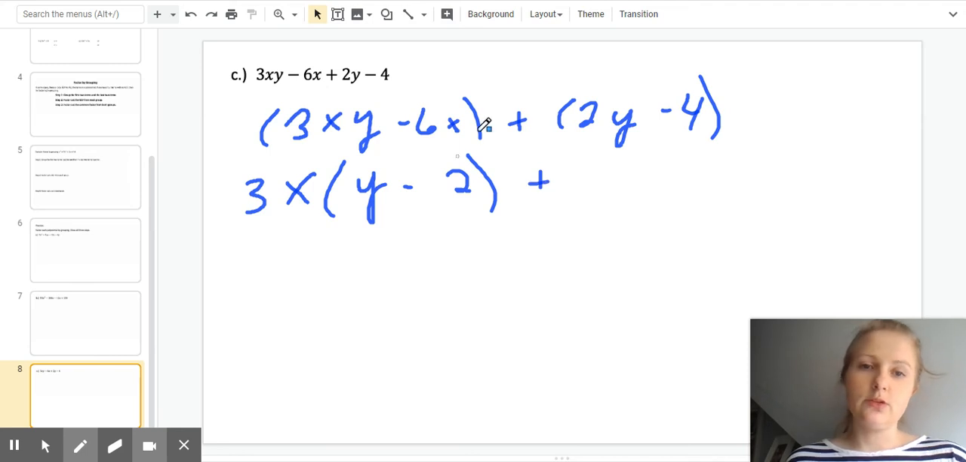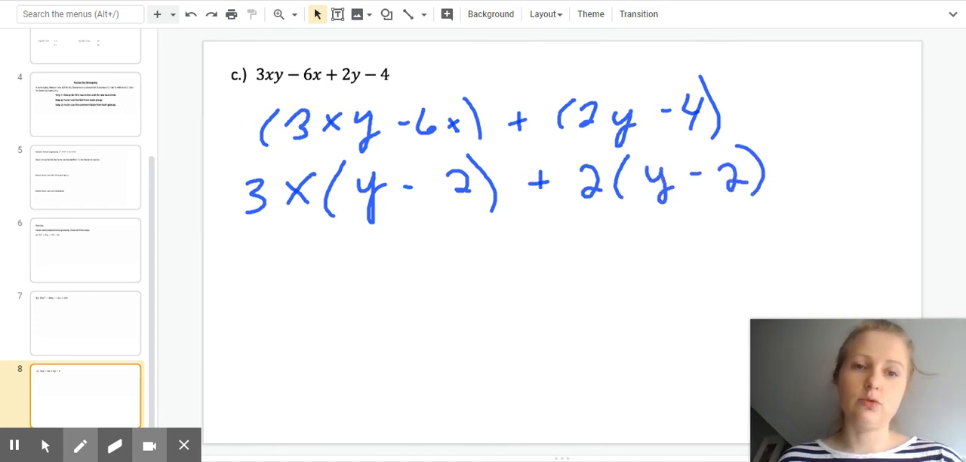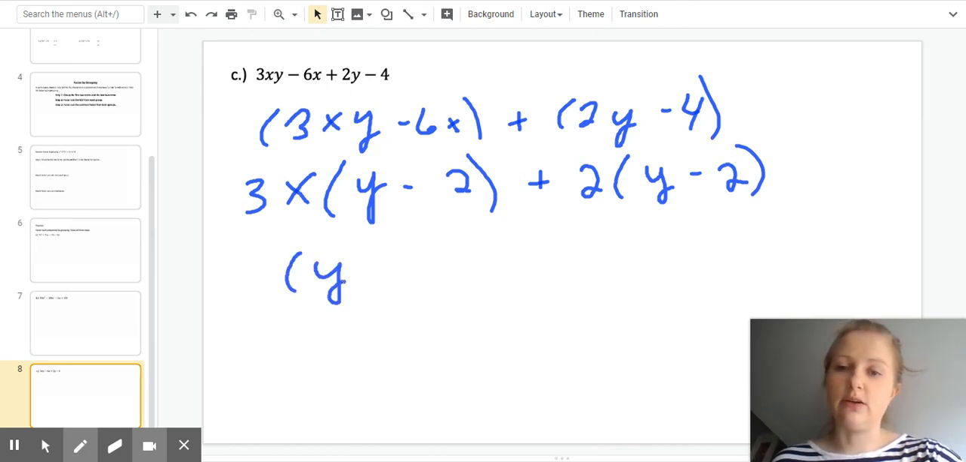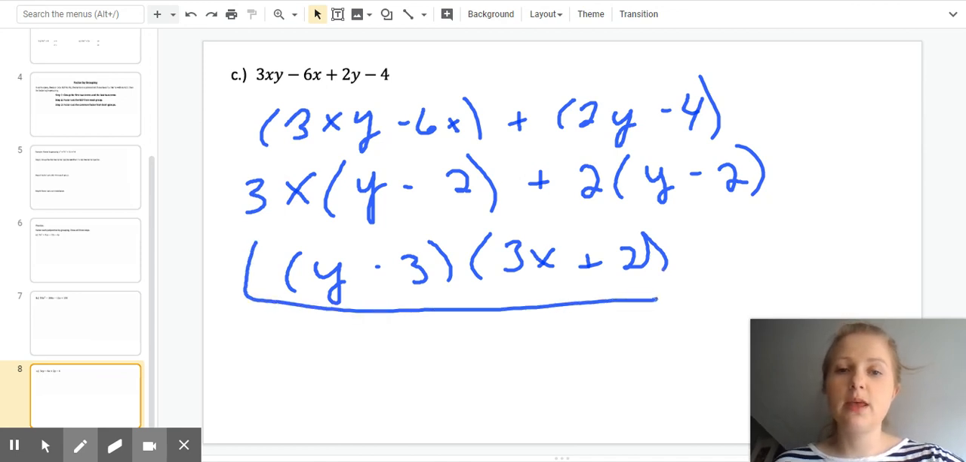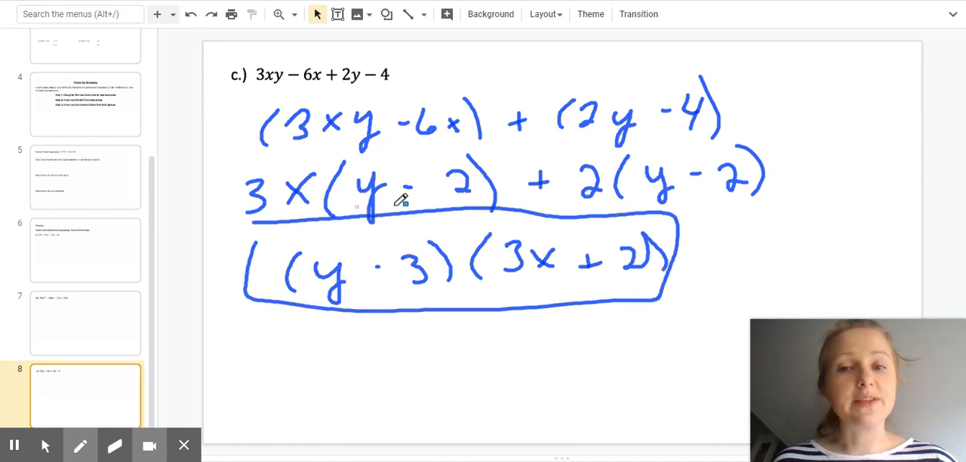Plus, so then for 2 and 4, we can factor out a 2. And then we're left with y minus 2, which again, that's exactly what we wanted, because we have y minus 2 and y minus 2, which means we can factor out now that like term, which is y minus 2, and we're left with 3x plus 2. So again, with factoring by grouping, it only works if you end up with the same thing in both sets of parentheses. And yeah, it's the same 3 steps every time.